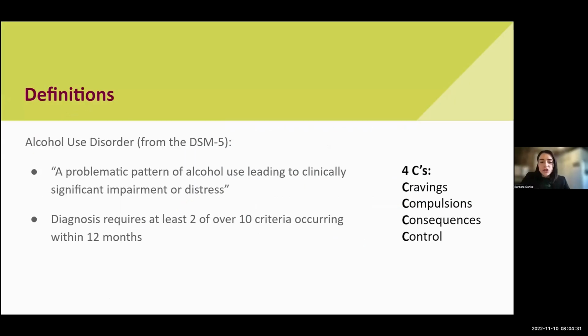So we thought we'd start off with some definitions. Alcohol use disorder actually comes from the DSM-5. Really, it's a problematic pattern of alcohol use leading to clinically significant impairment or distress. Looking at the DSM-5, there are actually 10 criteria, and you have to meet at least 2 of them within a 12-month period. We can look at most addictions, including alcohol use, with the 4 C's: cravings, compulsions, consequences, and control. That would be things like being unable to cut down, having a strong craving, and maybe having recurrent alcohol use that results in failure to fulfill major role obligations, such as work, school, and home.